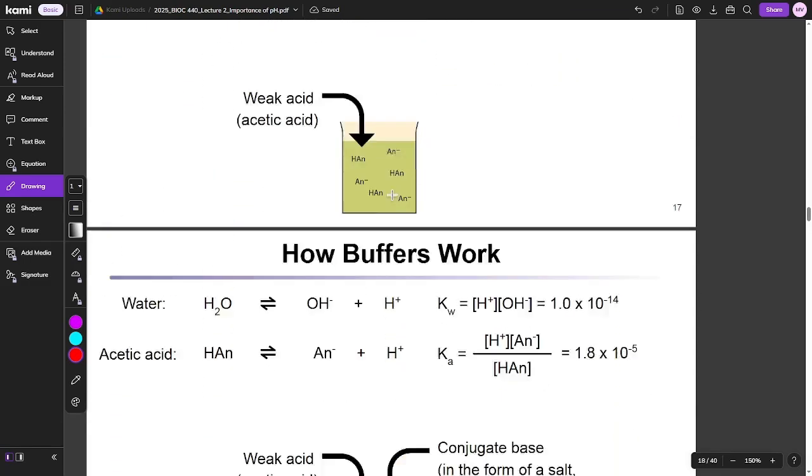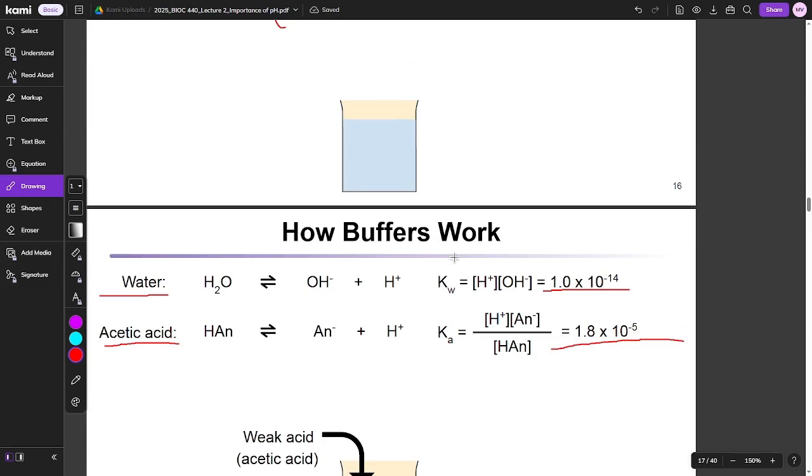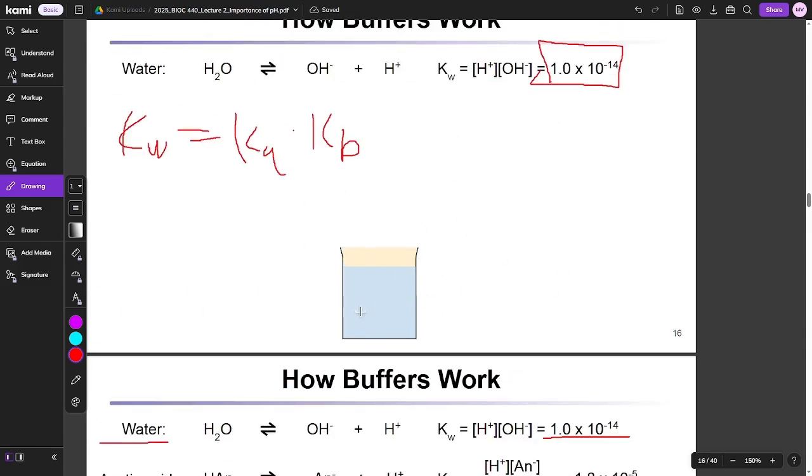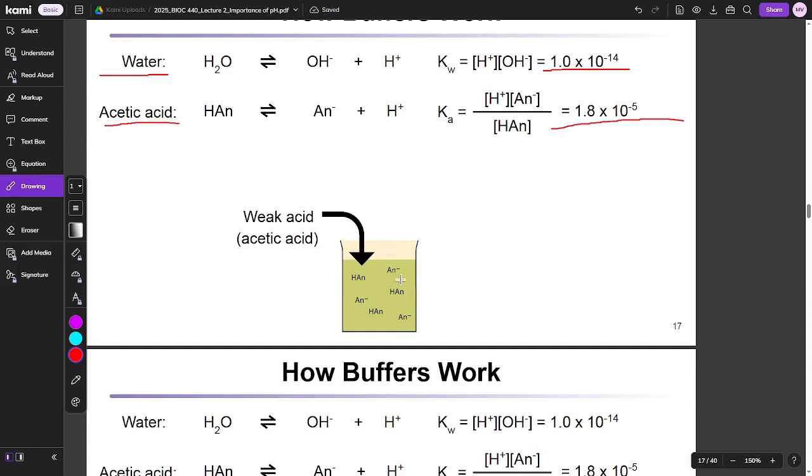Like here, right? And here's how this works. If you look at this, we have just pure water here, and you add this acid. It'll make the solution more acidic. I hope that makes sense.